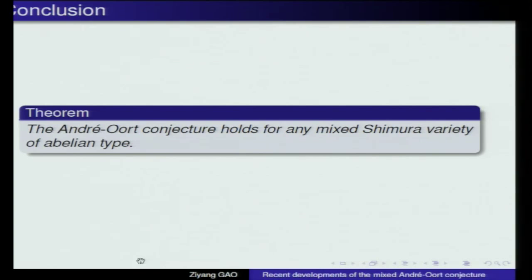And in summary, here is the theorem. The André-Oort conjecture holds for any mixed Shimura variety of abelian type. And for exceptional type, I think it's far from being proved at the moment. Okay, thanks for listening.